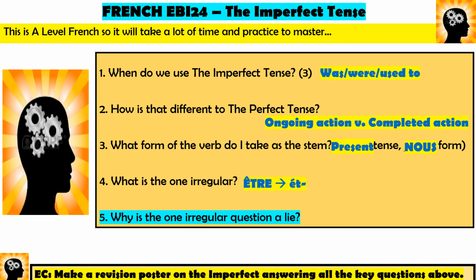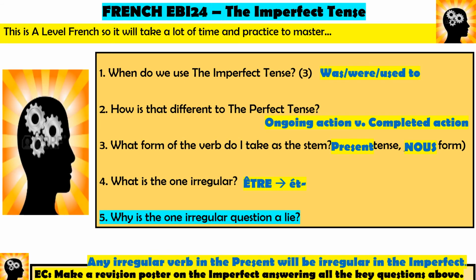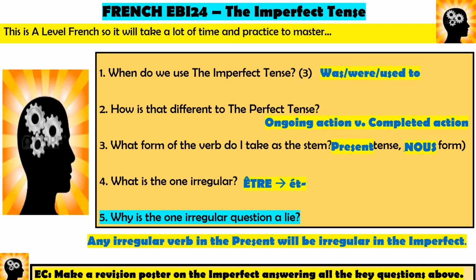There's one irregular, which is être. Why is this a lie? Because if you're taking the nous form of the present tense, which is our answer to question 3, then any verb that's irregular in this nous form is going to give you a funny stem that we've looked at. So these are all the rules. Let's put you to the test. Work in your pink books.